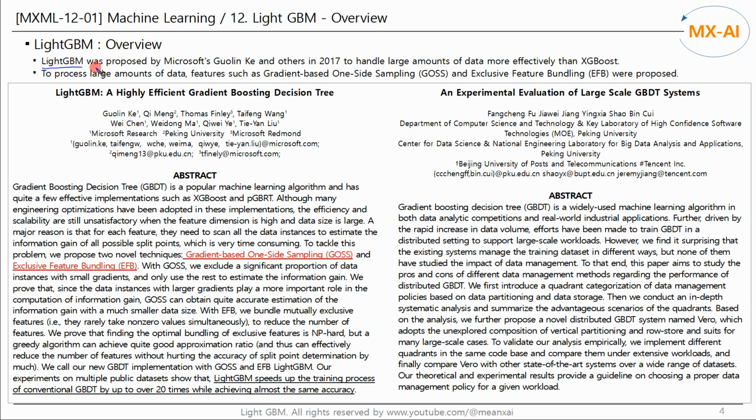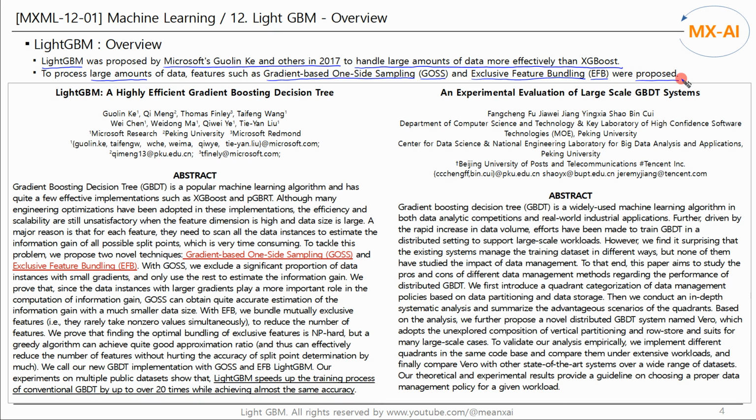LightGBM was proposed by Microsoft's Guolin Ke and others in 2017 to process large amounts of data more efficiently than XGBoost. Gradient-based one-side sampling, exclusive feature bundling, EFB, etc. were proposed to process large amounts of data.